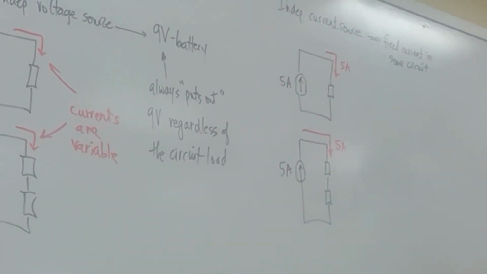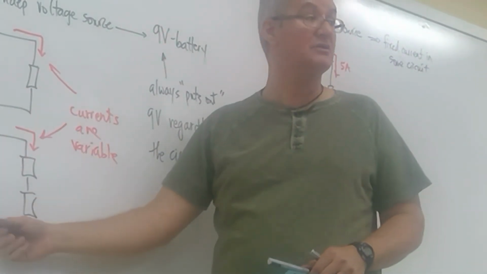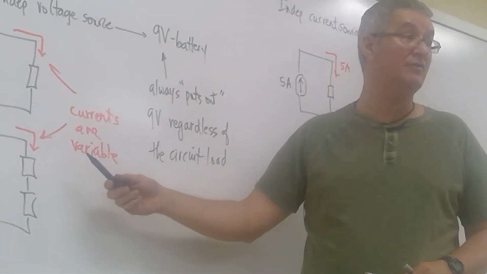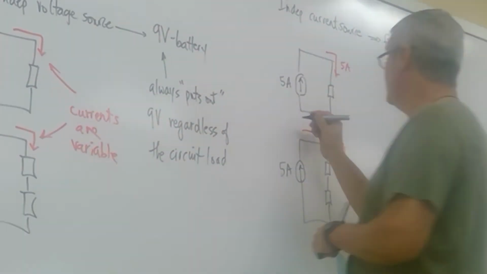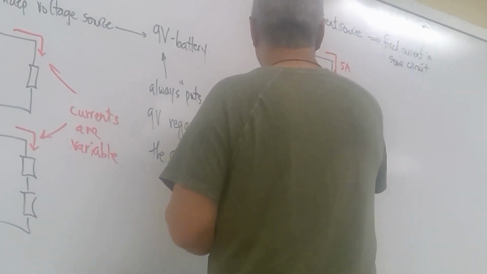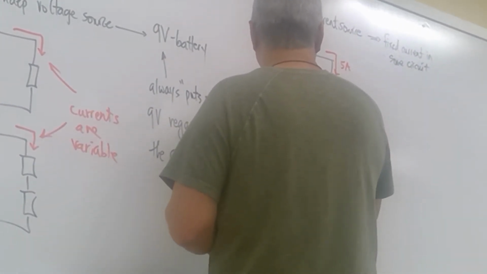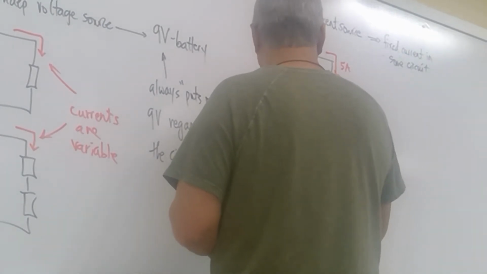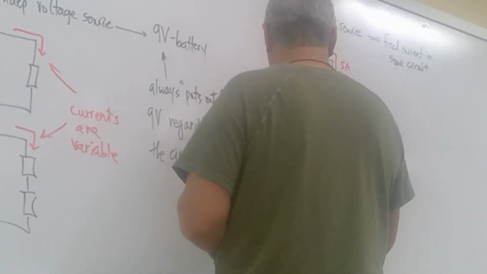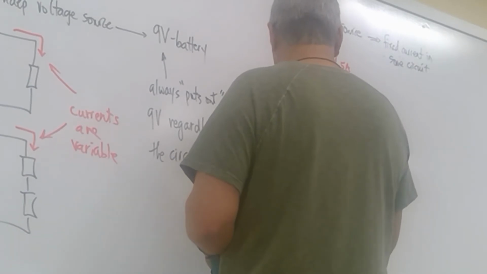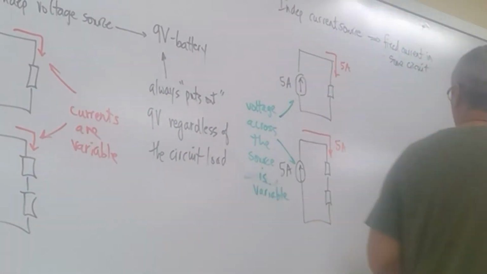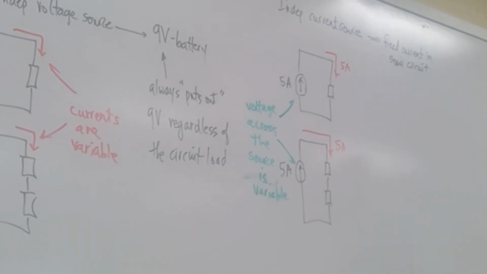So there has to be a trade-off. The trade-off here is that in order to keep a 9-volt constant source, the currents have to be variable. So in this case, what has to happen? The voltage has to vary. So in these cases, what you're seeing is that the voltage across the source varies. So that's what we mean by an independent source. It's the same no matter what here.